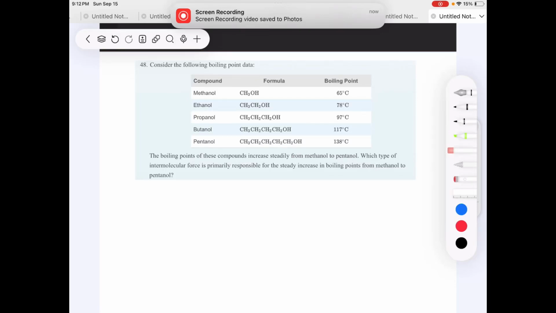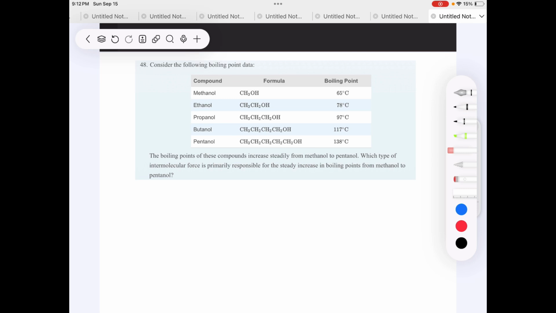The boiling points of these compounds increase steadily from methanol to pentanol. Which type of intermolecular force is primarily responsible for the steady increase in boiling points from methanol to pentanol? Let us observe the intermolecular forces that are present in each of these molecules. All the compounds have hydrogen bonding due to their OH groups.